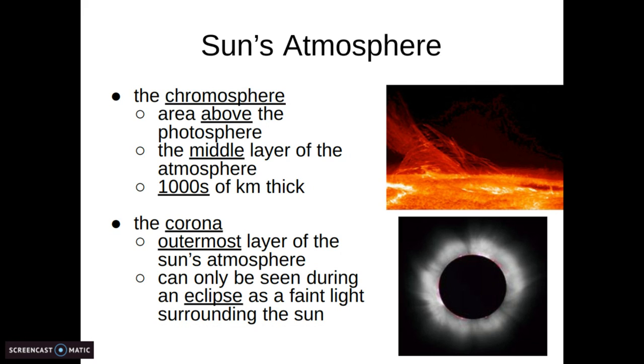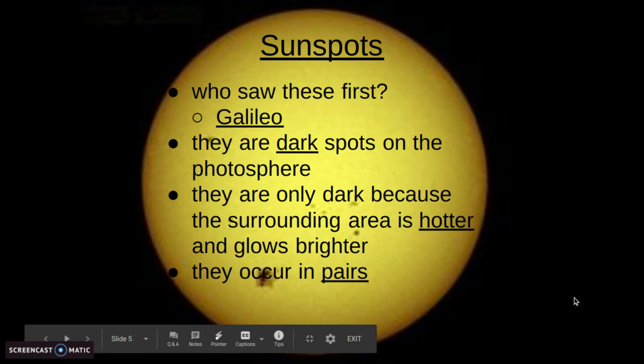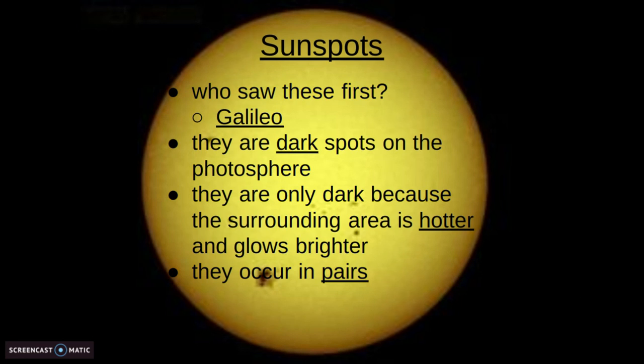The corona is about 3.5 million degrees Fahrenheit, which is actually hotter than the surface of the sun. They're not totally sure why that happens. There are some theories, but again, it's just one of those things in space science that we're not totally sure how it works yet. So then we talk about sunspots.